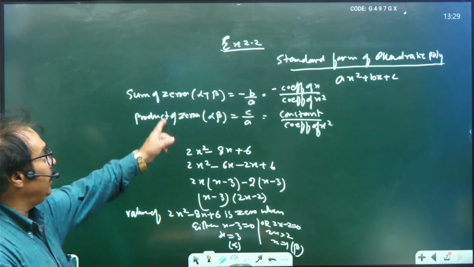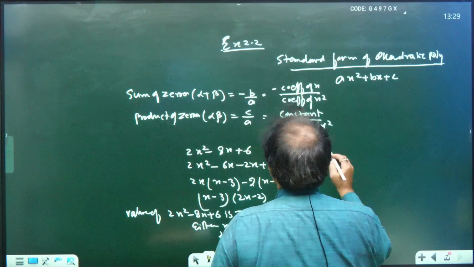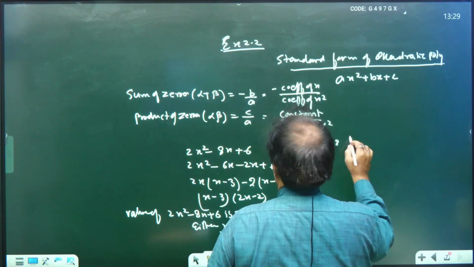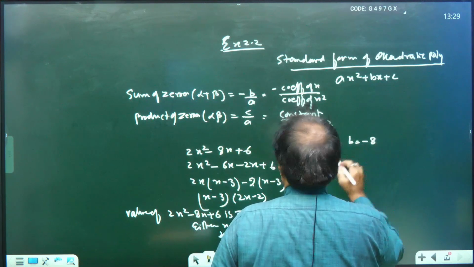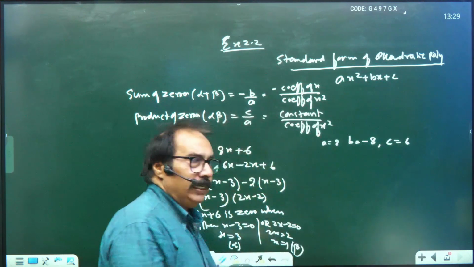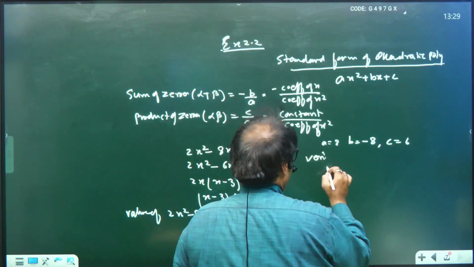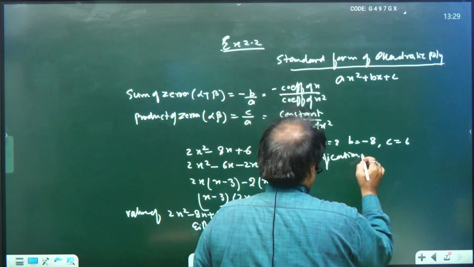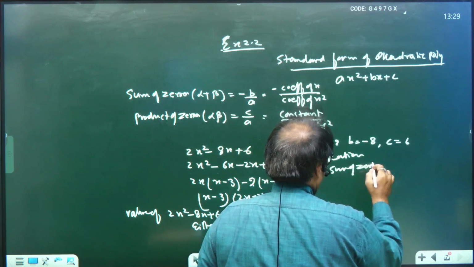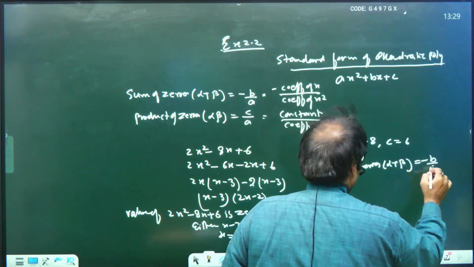will verify it with the relationship, right? So find the value of a, b, c. So here the value of a is equals to coefficient of x square, that is 2. The value of b is coefficient of x, that is minus 8, and the value of c is 6. So first find the value of a, b, c. And now verification. Start verification. Sum of zeros, that is alpha plus beta, is equals to minus b upon a.